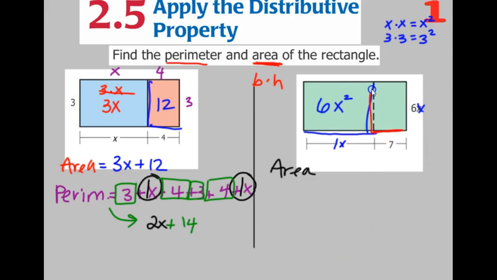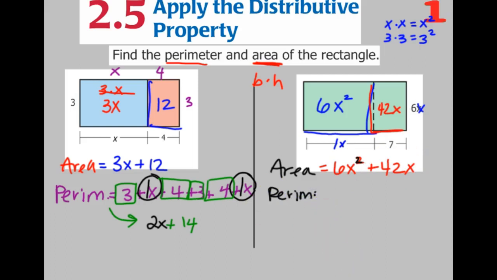And then this rectangle as well, base is 7, height is 6. 6 times 7 is 42, and there's just 1x there. So our area is 6x squared plus 42x. We cannot combine these because one has a squared and one does not.